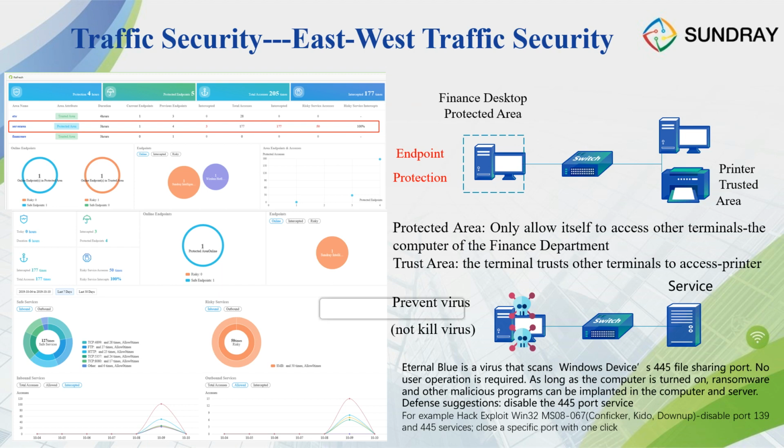We can consider it like a server for the financial department, because this server is very important and only the financial people can access it. From other areas, other people cannot visit this server, so we put this server in the protected area. This only allows itself to access other terminals, but other computers cannot access these servers. And for example, the printers we can put in the trust area, because all the people want to use a printer, right?